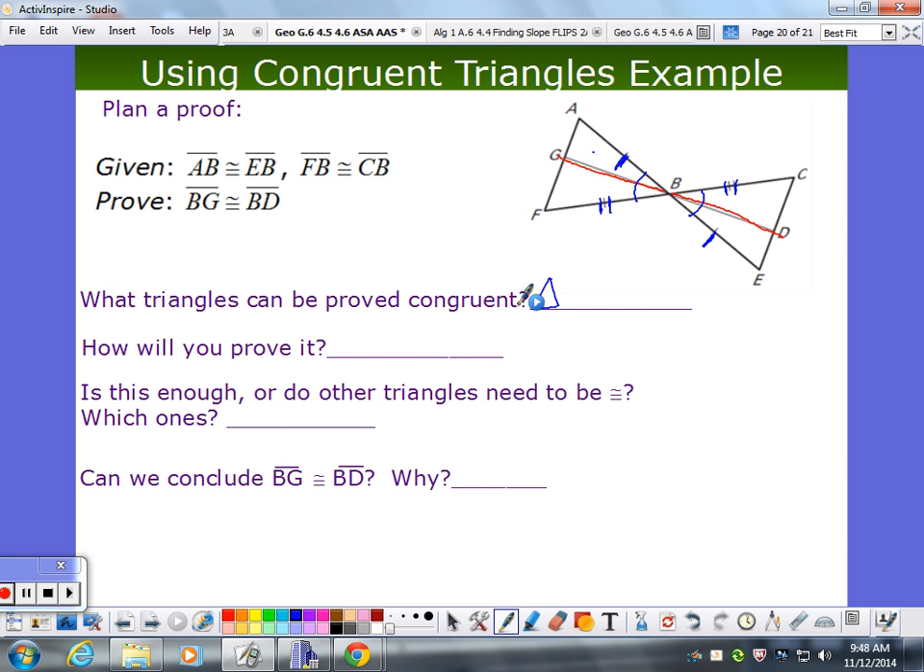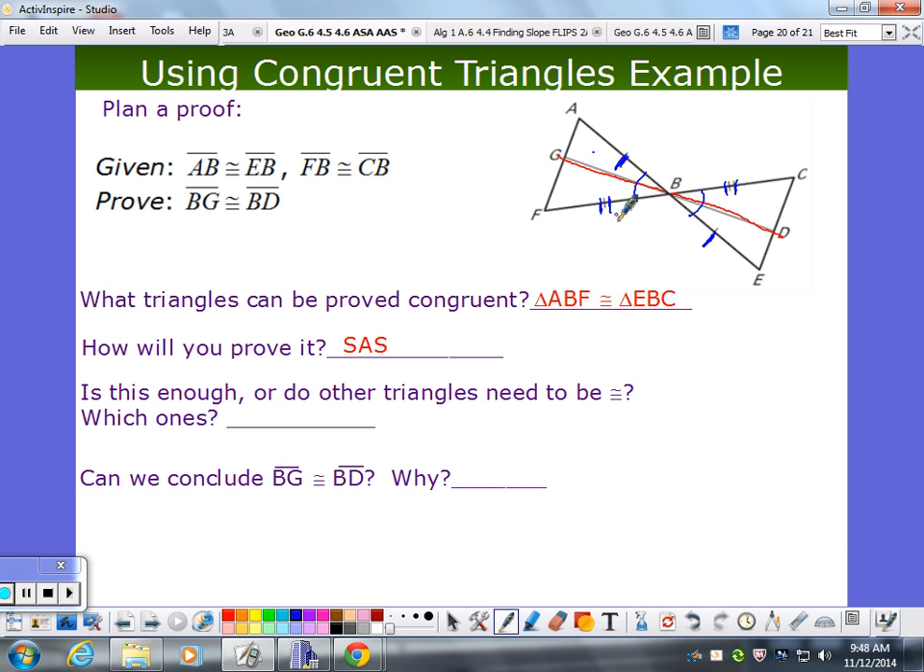I've got it already filled out, so you don't have to use my writing there. Why did I pick ABF and EBC, the big triangles? Mostly because I could see it easily by this side angle side that I had going here. Okay? Now, I'm still trying to get BG and BD. That doesn't help directly, but what else does having those two big triangles tell me?